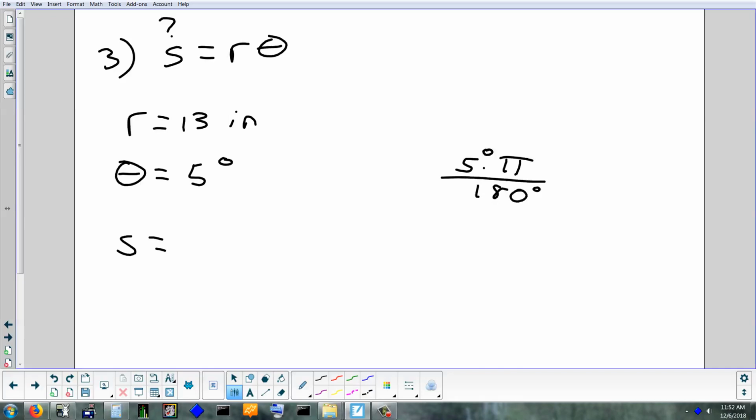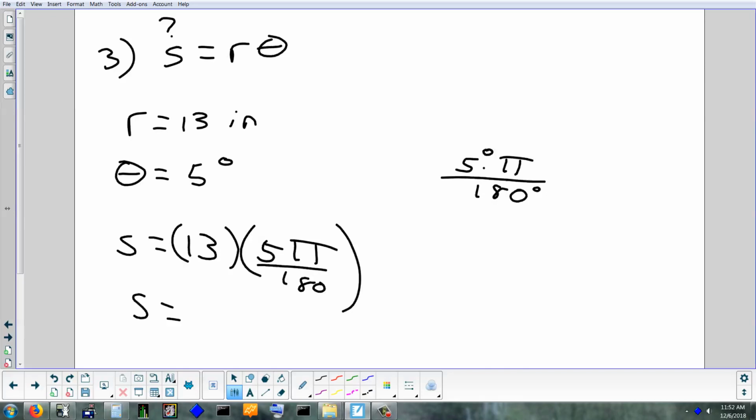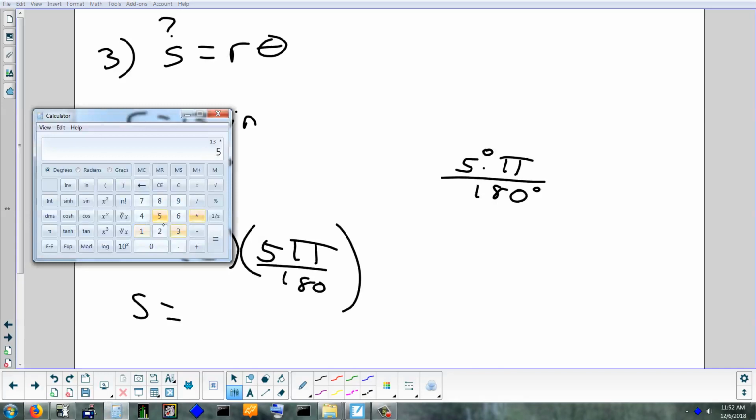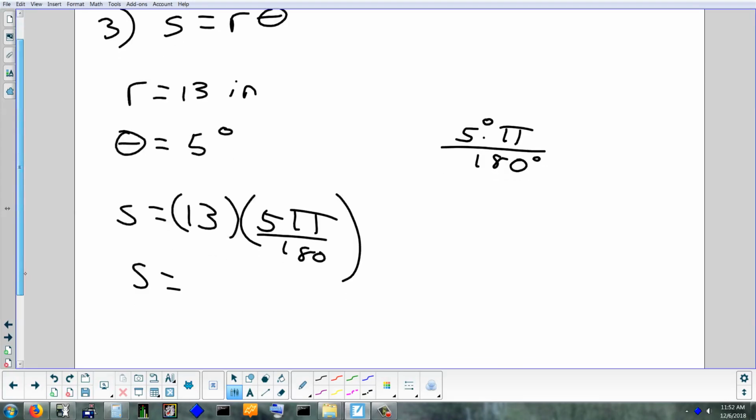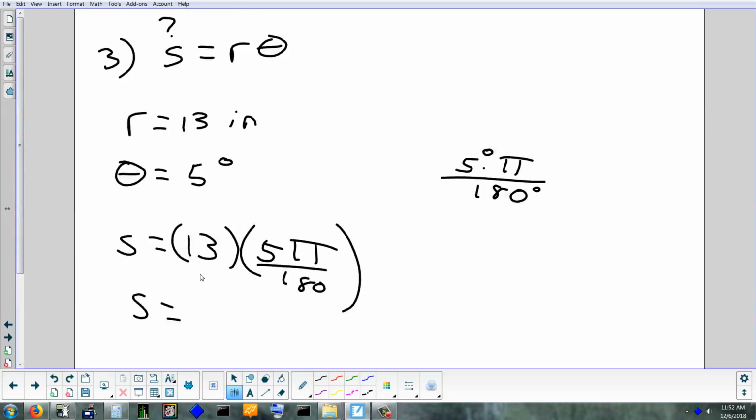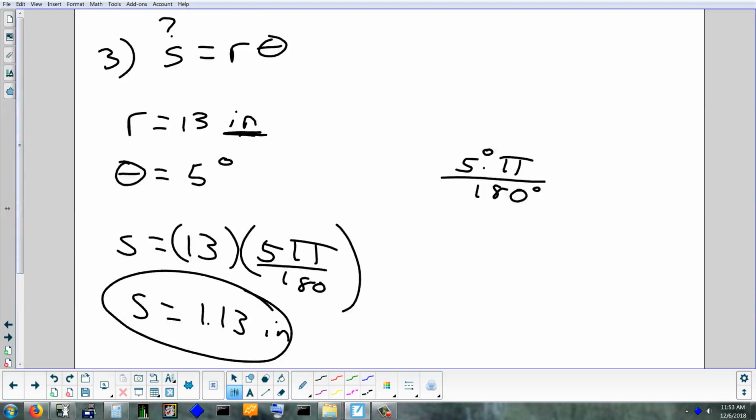So r is 13. My angle is 5 pi over 180. And let's see what my arc length is. So 13 times 5 times pi divided by 180. 1.13. And what was S again? S stands for arc length. So that's 1.13 inches, because my lengths in this problem were measured in inches. So you're going to have an arc length.